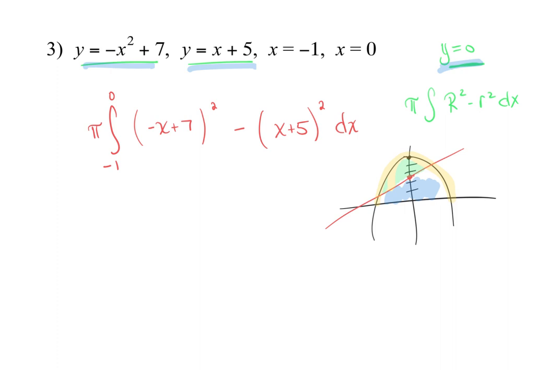Now, remember, the number one mistake is not foiling, okay? People want to square that first guy and square the second guy. That is not how you do that. You have to foil it. It's -x plus 7 times -x plus 7, right? Or squared. You have to do that twice. x plus 5, x plus 5. So you have to square those. Simplify it, and then do your antiderivative after you've simplified everything that you can inside of it.